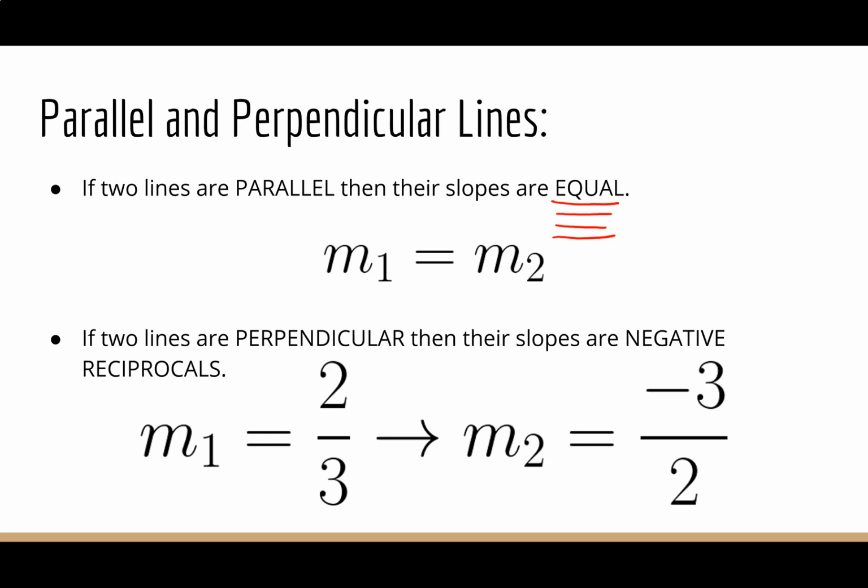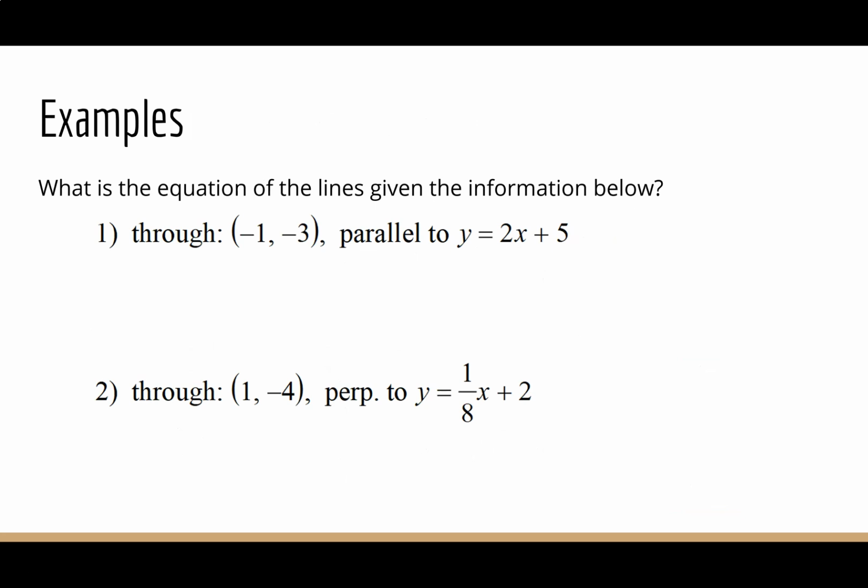If they're perpendicular, then they're called negative reciprocals, which means you take the fraction, flip it upside down, and make it negative or positive. So once again, it's not saying your slope is -3/2. It's saying perpendicular to 2/3, which would be -3/2. Okay, so it's still point slope formula. You just have to be able to identify what your slope is going to be. So let's do one of each, one parallel, one perpendicular.